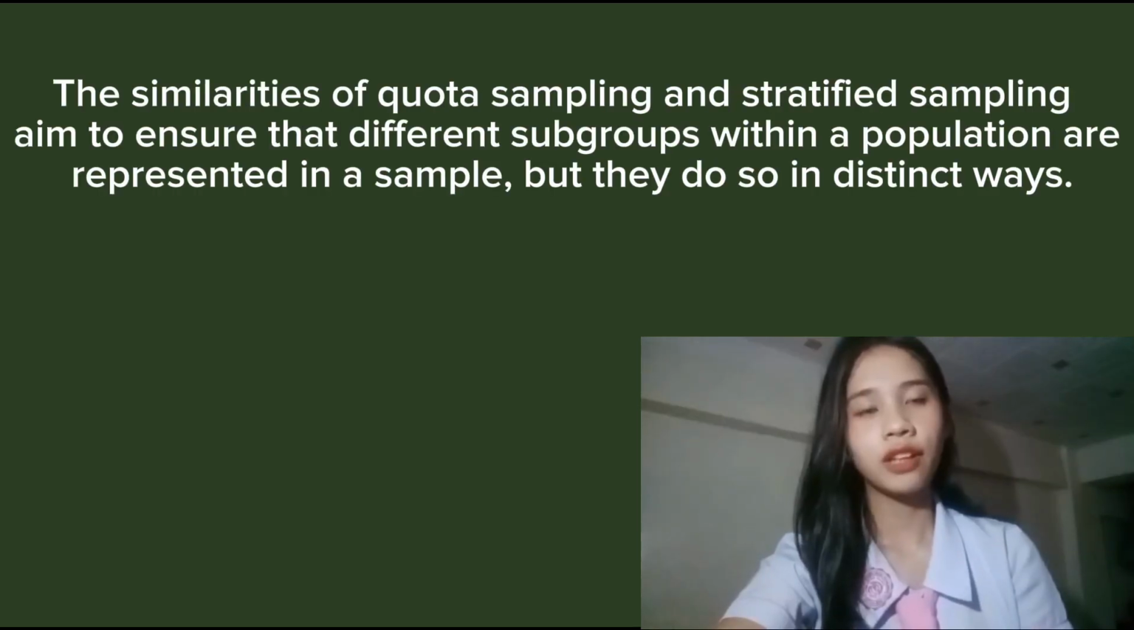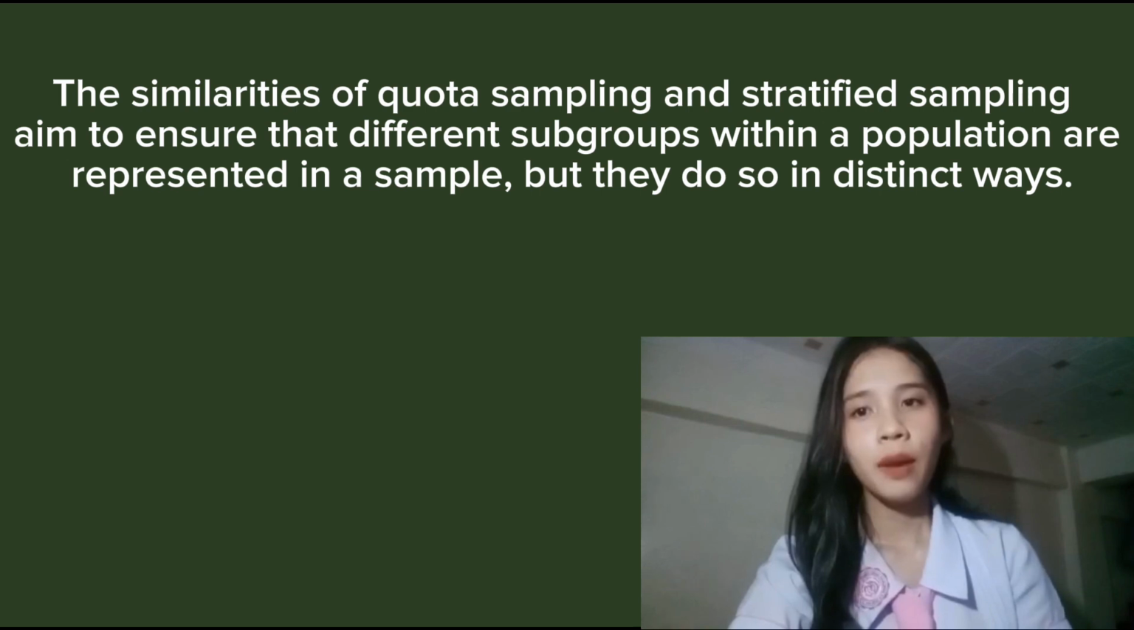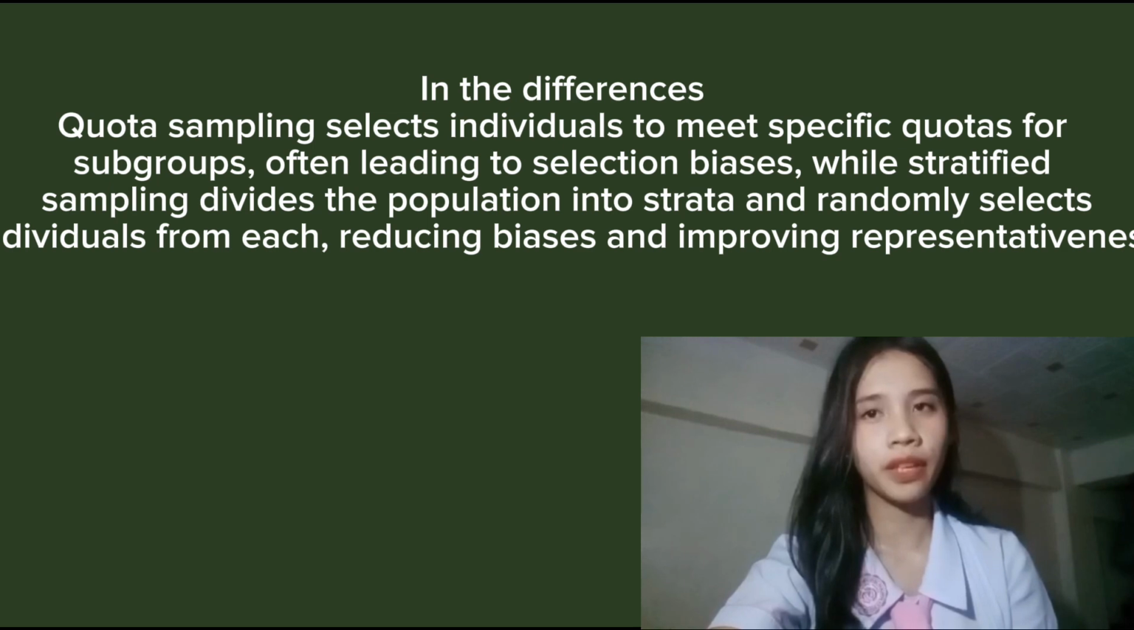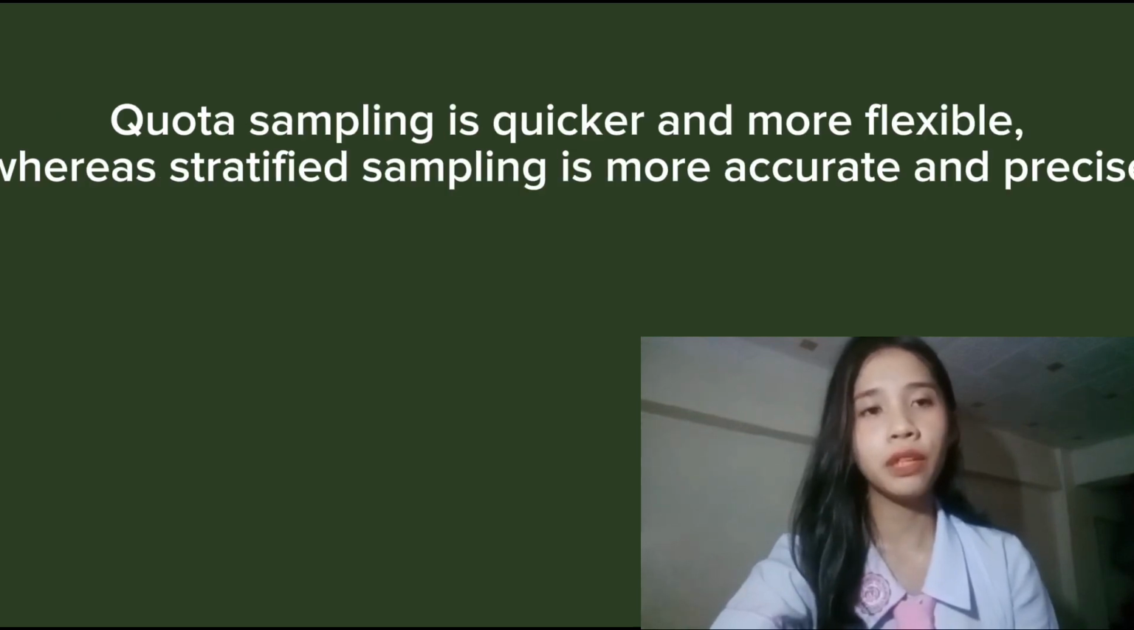The similarities of quota sampling and stratified sampling: both aim to ensure that different subgroups within a population are represented in a sample, but they do so in distinct ways. In the differences, quota sampling selects individuals to meet specific quotas for subgroups, leading to selection biases, while stratified sampling divides the population into strata and randomly selects individuals from each, reducing biases and improving representativeness. Quota sampling is quicker and more flexible, whereas stratified sampling is more accurate and precise.